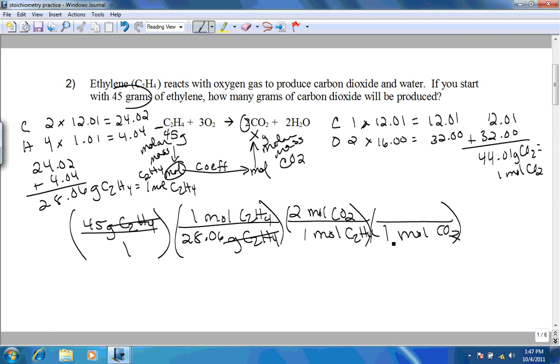And that's 1, according to our conversion factor. 44.01 grams is equal to 1 mole of CO2. Those cancel. So this would be 45 divided by 28.06 times 2 times 44.01. And that comes out to be 140 grams of CO2.